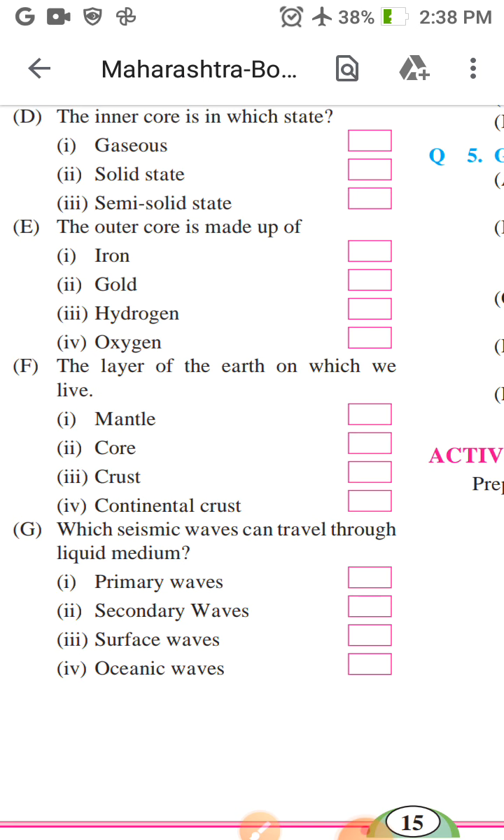Mantle, core, crust, continental crust. On which layer we live? Tell me. Yes, continental crust. Fourth option is the correct option. Very good. Now next one, which seismic waves can travel through the liquid medium? Yes, primary waves. Secondary waves cannot travel. Just now we have discussed. So the primary waves can travel through the liquid medium.